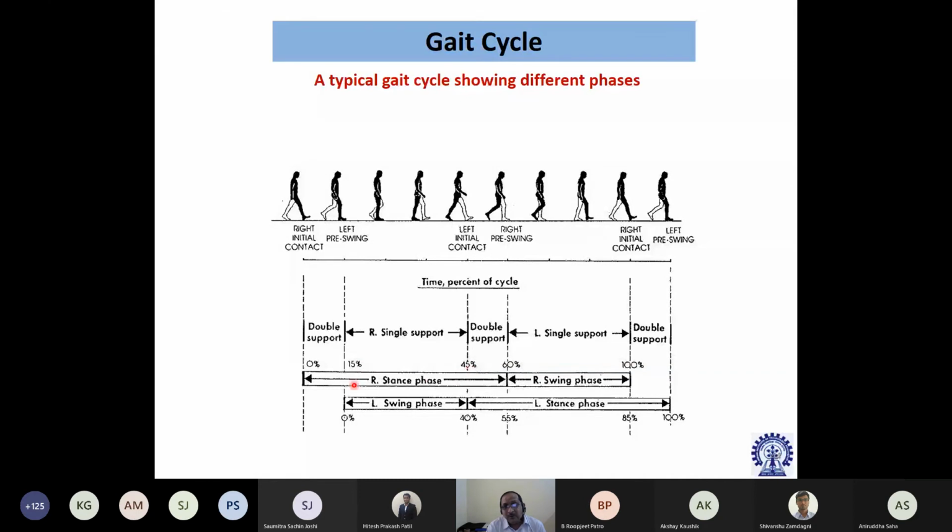Okay, but if you look at the swing phase and the stance phase, then the total stance phase of each, left or right, is 60% and 40% for the swing phase. I think the figure, as you said, is a little bit confusing because they are trying to put many things together.